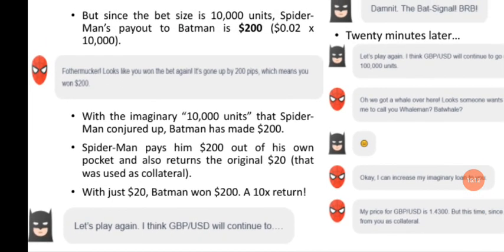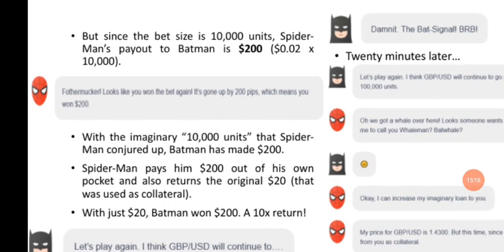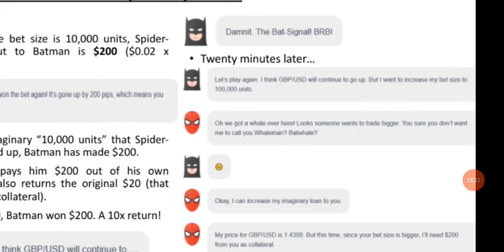"I think Great British Pound will continue to..." Just as Batman was about to continue his sentence, he said, "Damn it, the bad thing now, BRB." 20 minutes later, let's play again. "I think Great British Pound US dollar will continue to go up, but I want to increase my bet size to 100,000 units." Spider-Man now says, "Oh, we got a whale over here.